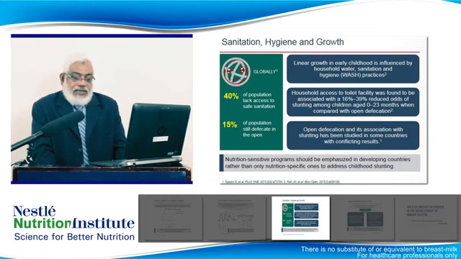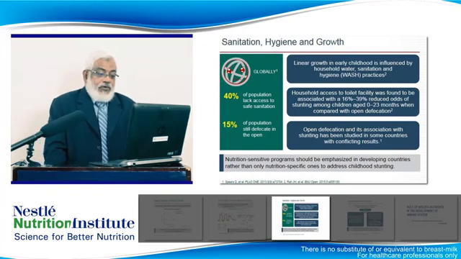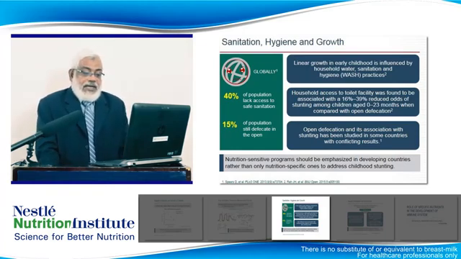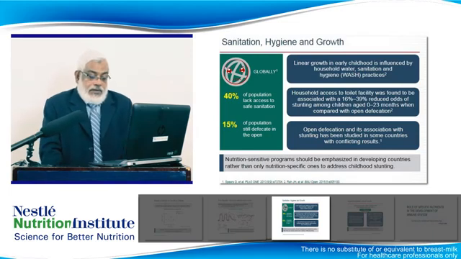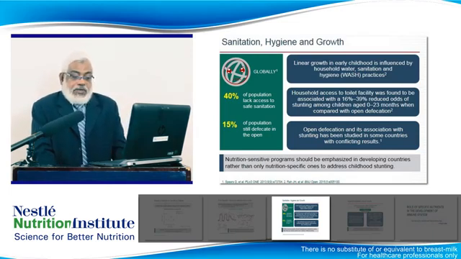Open defecation and its association with stunting has been studied in some countries with conflicting results. Actually, globally, 40% of the population lack access to safe sanitation, and 15% of the population still defecate in the open. Nutrition sensitive programs should be emphasized in developing countries rather than only nutrition specific ones to address childhood stunting.